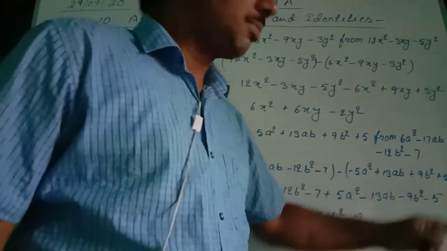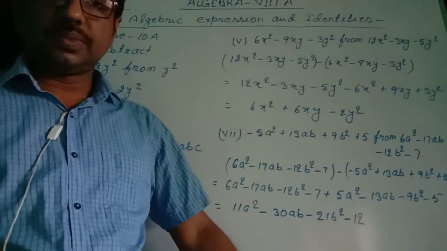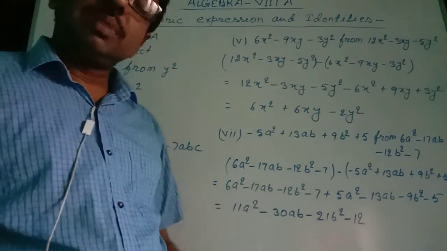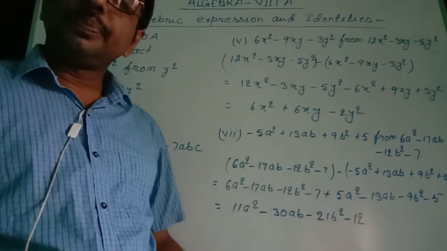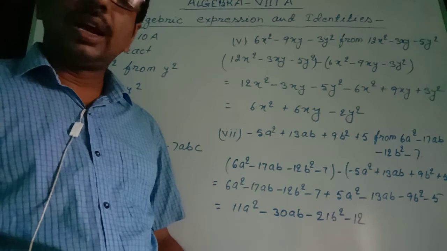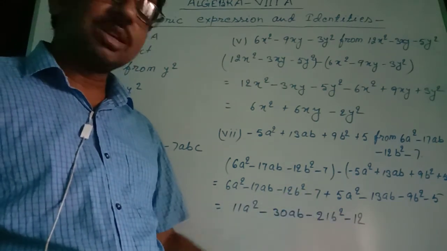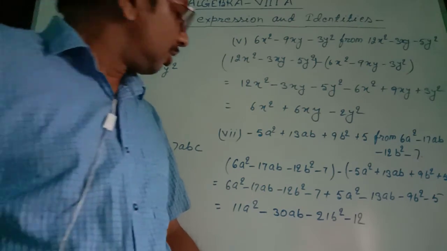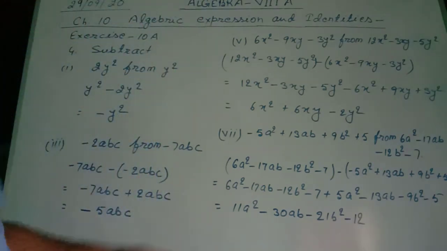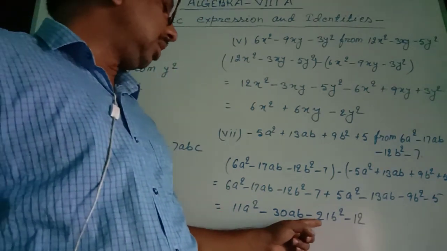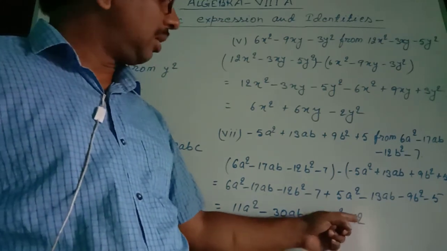Minus 7 and minus 5, these two are the like terms. Multiply the sign, minus minus plus means we will add these two. 7 plus 5, 12. And the sign will come of greater term, minus 7 is greater, it has minus sign, so minus came here, minus 12 became the result. So in this way the answer of Roman number 7 became 11a square minus 30ab minus 21b square minus 12.